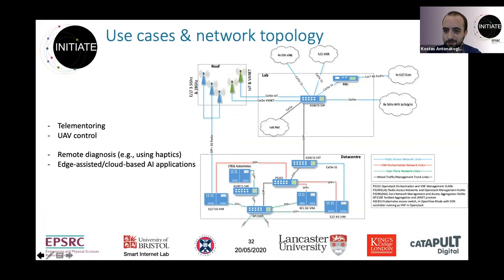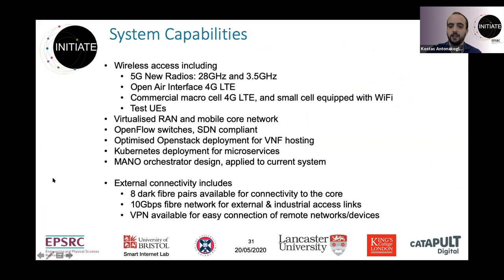A 10 gigabit per second fiber network for external and industrial access links. And of course, VPN access to reconfigure the network and deploy whatever we want to deploy.